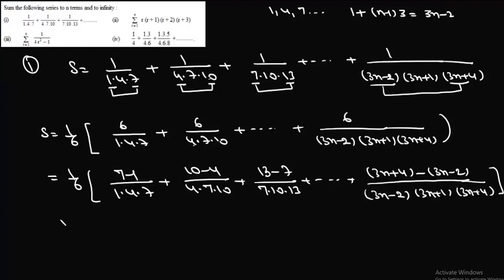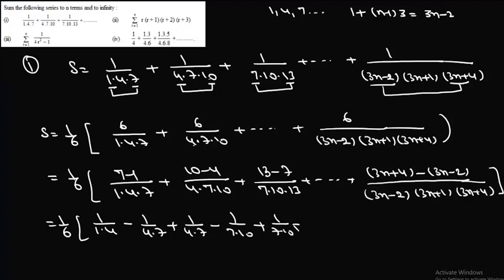And what we'll do is we'll split these terms. So you can write this as 1 by 6. Now here 7 will cancel, so it is 1 upon 1 into 4 minus 1 upon 4 into 7. Now here 10 will cancel, so it will be 1 upon 4 into 7 minus 1 upon 7 into 10. And here 4 will cancel. Here 13 will cancel, so this is 1 upon 7 into 10 minus 1 upon 10 into 13. And we'll continue. And here this 3n plus 4 will cancel, so it will be this 3n minus 2.